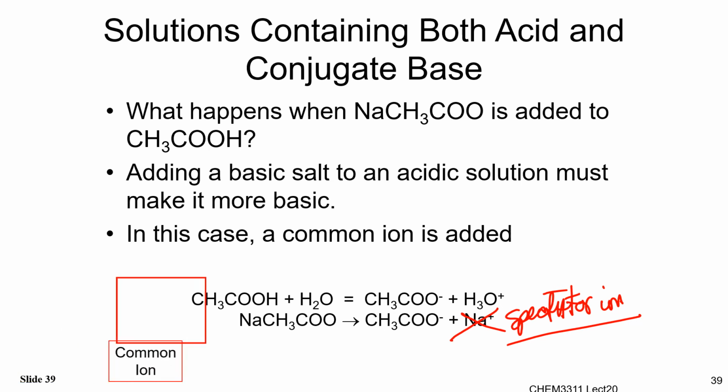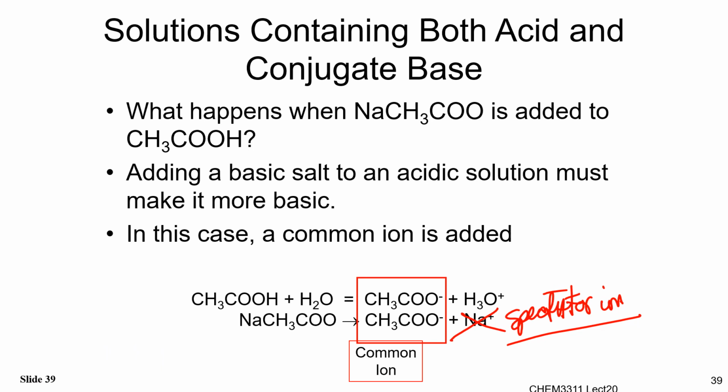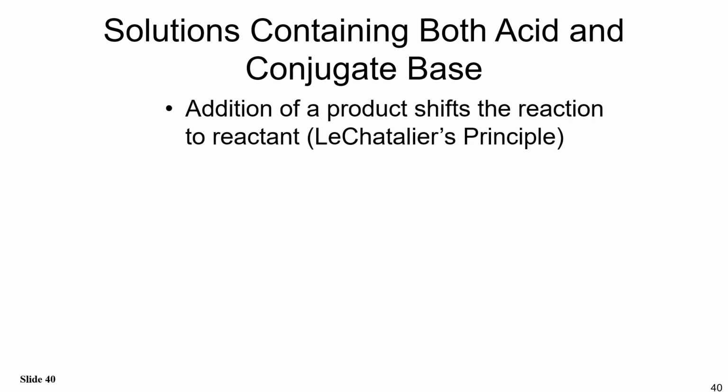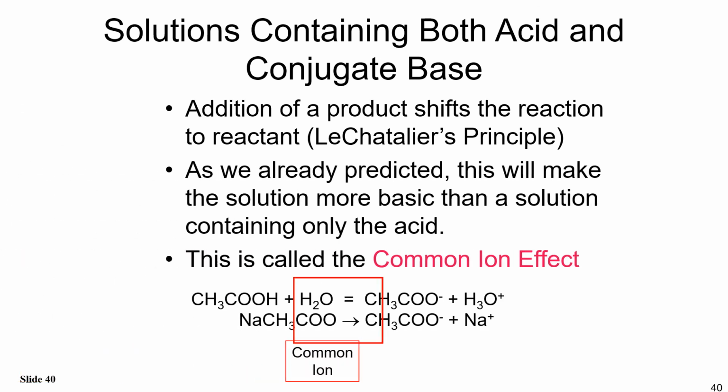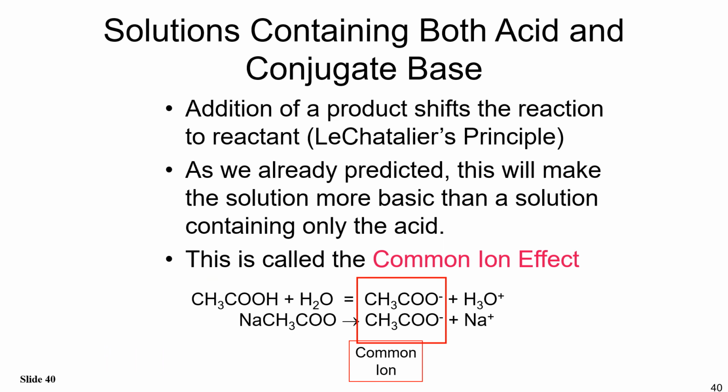That leaves us with acetate ion in common between the two. And what does Le Chatelier's principle tell us? You add a product, it's going to shift back towards reactant. When it does that, it also has to consume the hydronium ion, so the hydronium concentration goes down. It's less acidic, just like we predicted. That's the common ion effect, right? I've predicted what happened. Now we've got to calculate it.